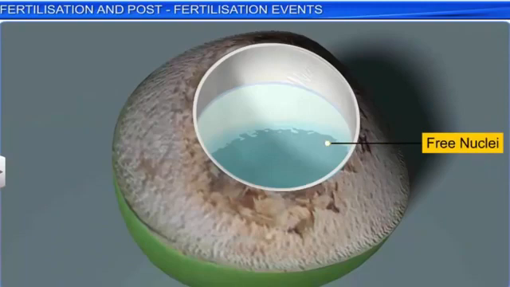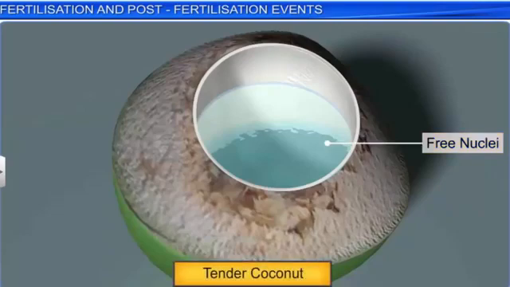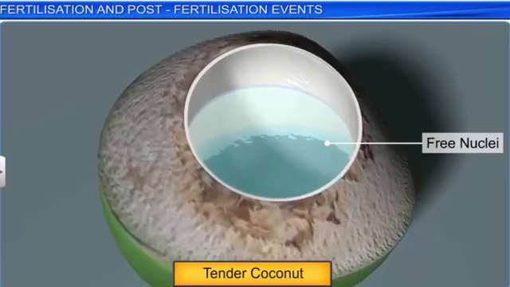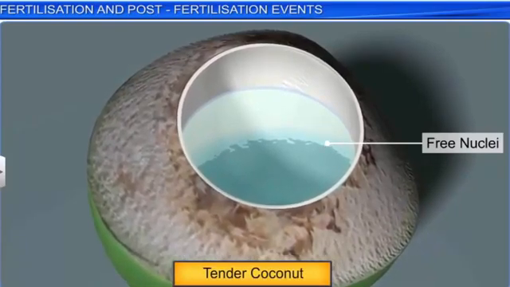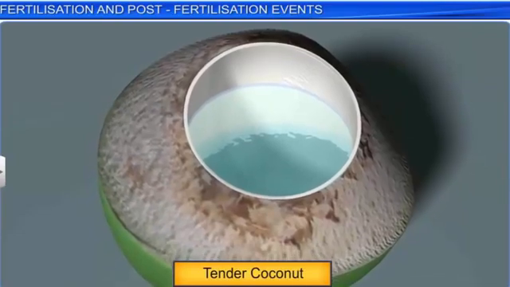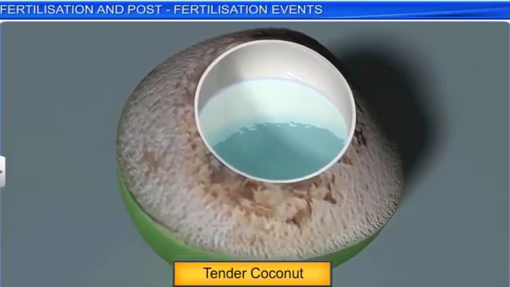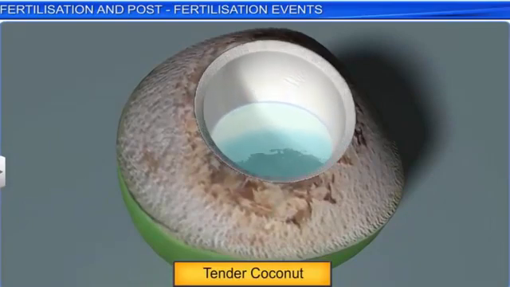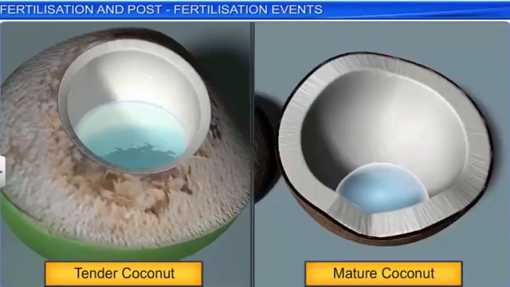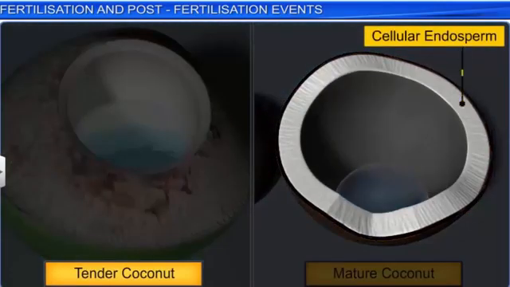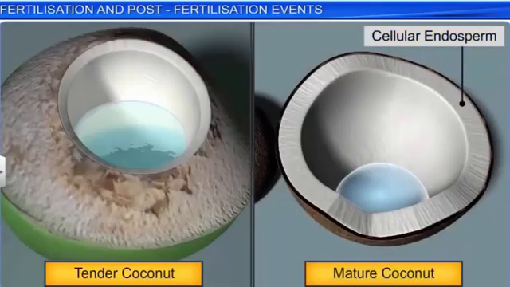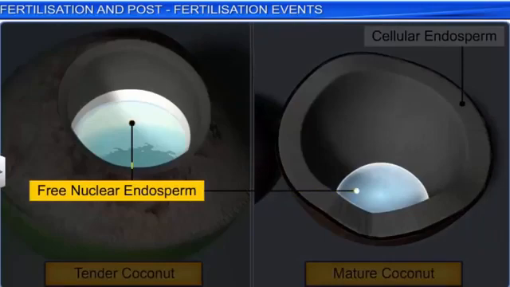Take the case of a tender coconut fruit, where the coconut water that you see is actually thousands of free nuclei. As the coconut matures, cellularization leads to a decrease in the quantity of water and the formation of the white kernel, the cellular endosperm. Therefore, in the coconut, we find both free nuclear endosperm made up of thousands of nuclei and cellular endosperm.